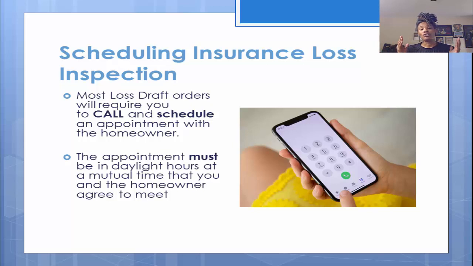Now, when you receive an insurance loss draft inspection, we'll run you through some stuff. The first thing that you have to do is call and make an appointment. Again, most of these, you have to make an appointment. The appointment should be in daylight hours, and you and the homeowner should agree on a time and date of when you both meet, whatever's comfortable for you both.